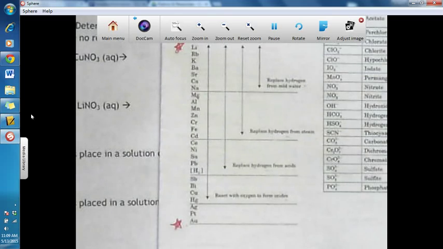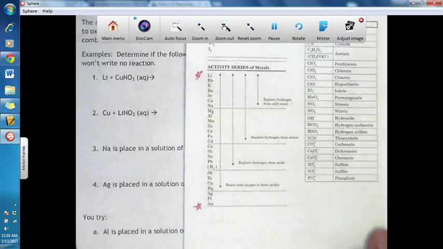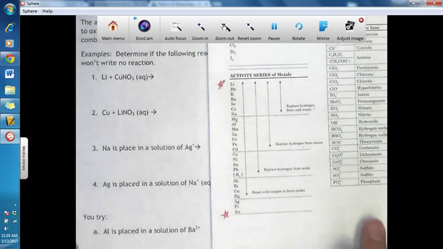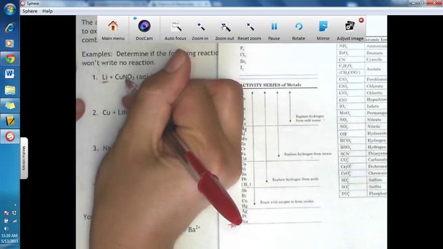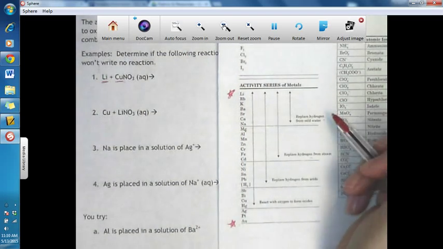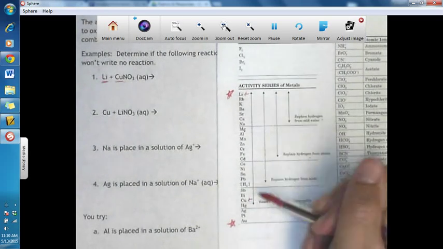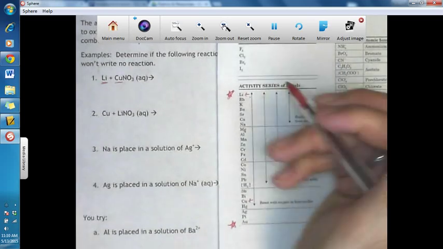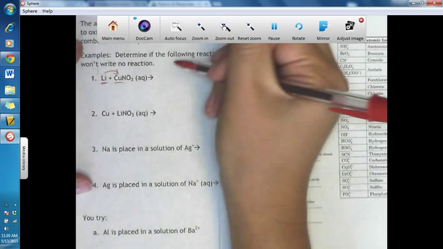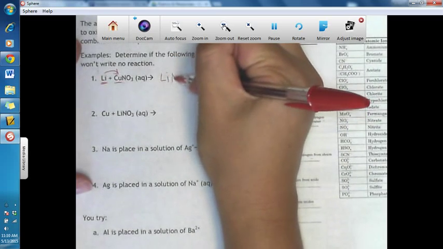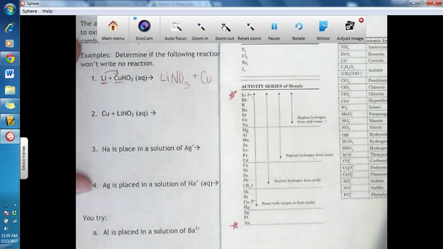So let's take a look at some of our examples. Here we have lithium with copper 1 nitrate. Lithium and copper are two metals. If we look on our chart, we have lithium and then we have copper. Lithium is very high on the list, so lithium is going to bump out the copper. So lithium is going to now combine with our nitrate, and then copper is going to be by itself.